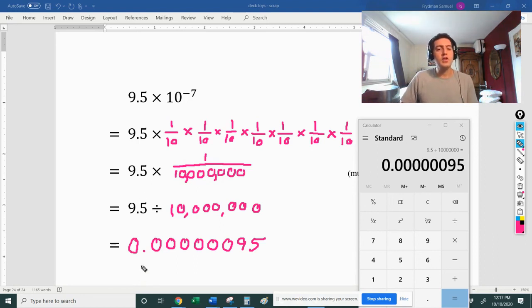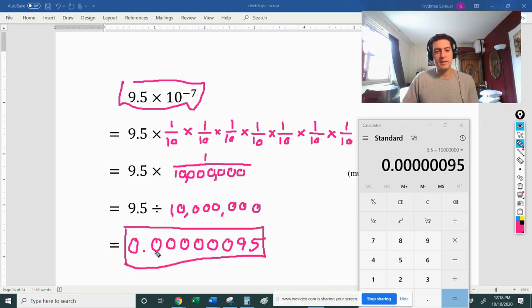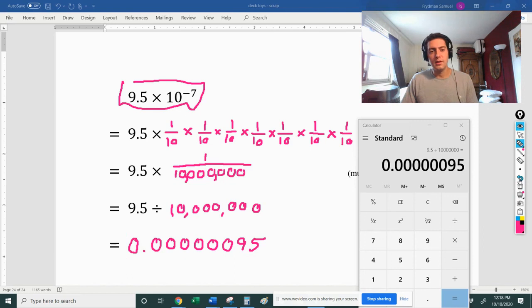So anyway, what we've just shown here is that 9.5 times 10 to the negative 7th is the same thing as this, which is the same thing as this, which is the same thing as this, which is the same thing as this. So these are actually two ways of writing the exact same thing. All right. So you are going to do everything that I just did in the follow-up activity to this video. Good luck.